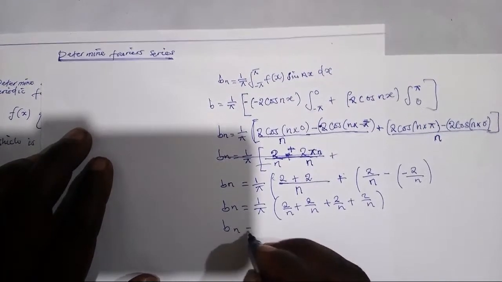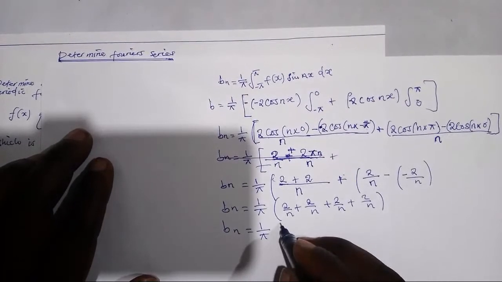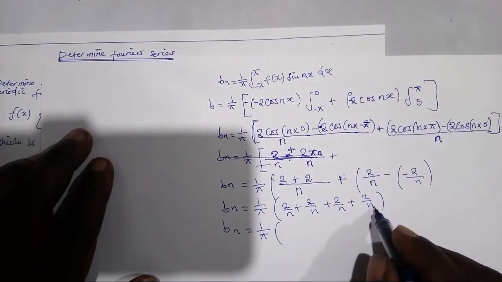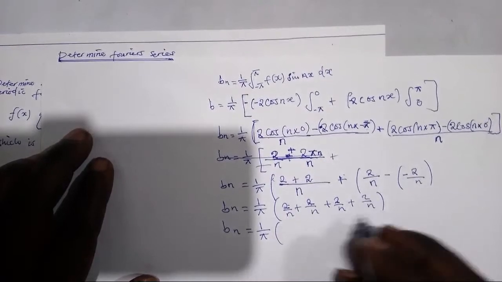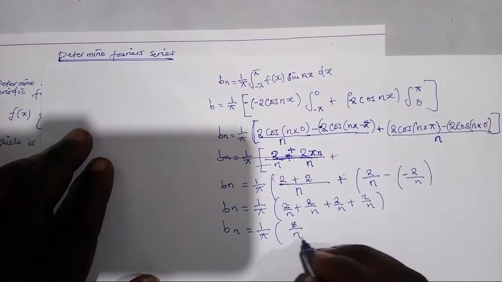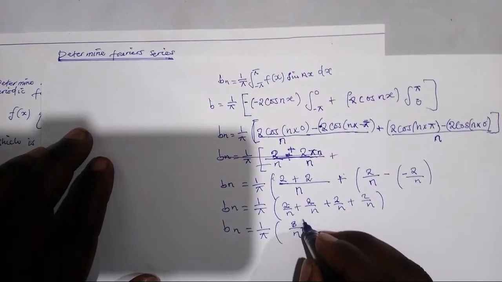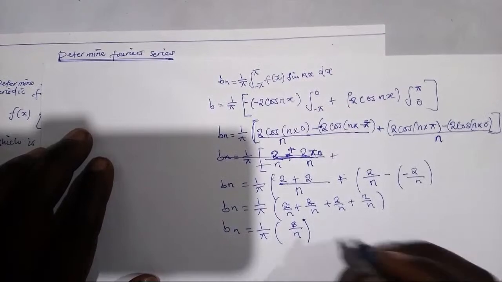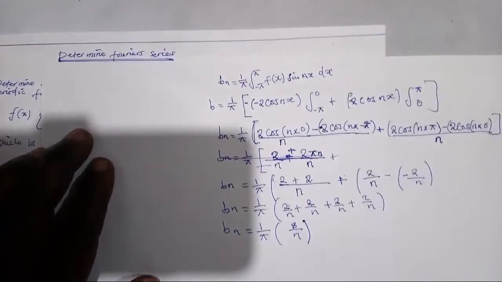Then bn should be equal to 1 over pi, then open bracket 2 plus 2, because we are having the same common denominator, okay? Then 2 plus 2 plus 2 plus 2, you're going to have 8 over n, okay? 8 over n, then you close bracket, okay?